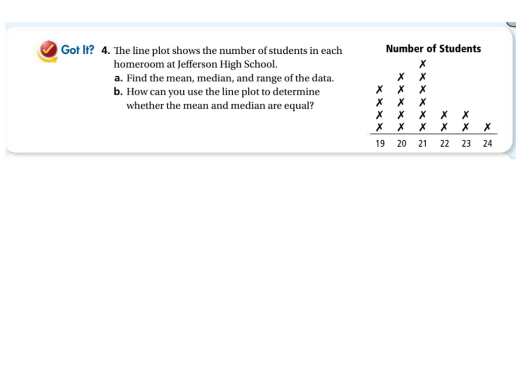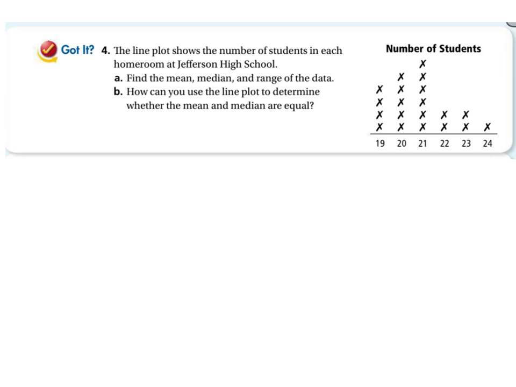Look at the guide at 4. We are looking at how many students are in each homeroom at Jefferson High School. So they want us to find the mean, median, and range. And then we're going to determine whether the mean and median are equal based off the line plot. Maybe we'll just mention part B first.